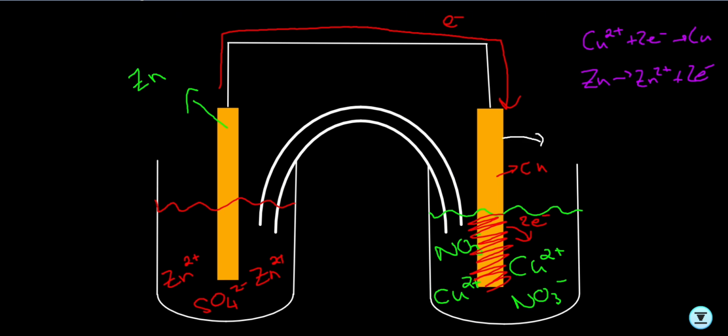Now we can label these two electrodes, right? Over here we have our reduction taking place because copper is gaining electrons. So this over here is our cathode. And on the other side, we have our oxidation taking place. So this over here is my anode. So that's the basic idea. You have electrons moving from one side to the other.